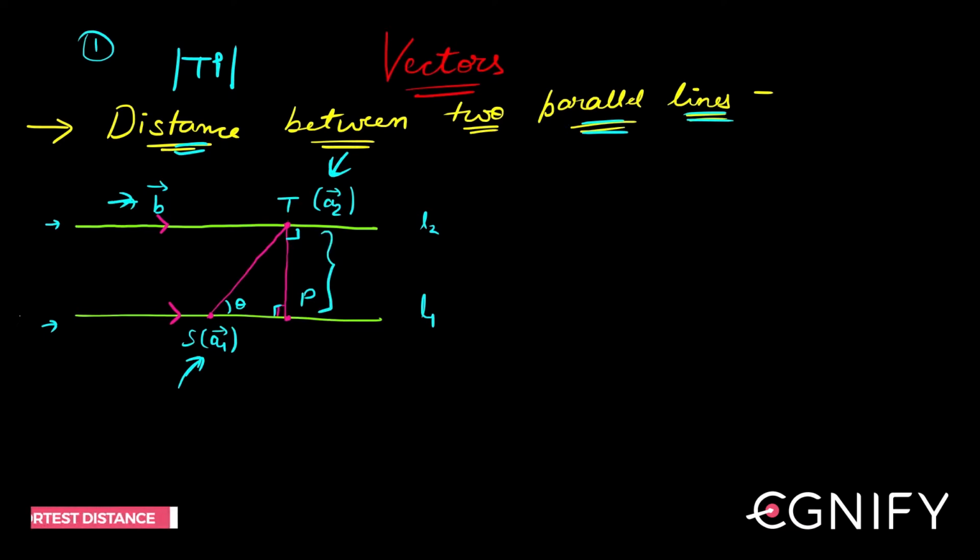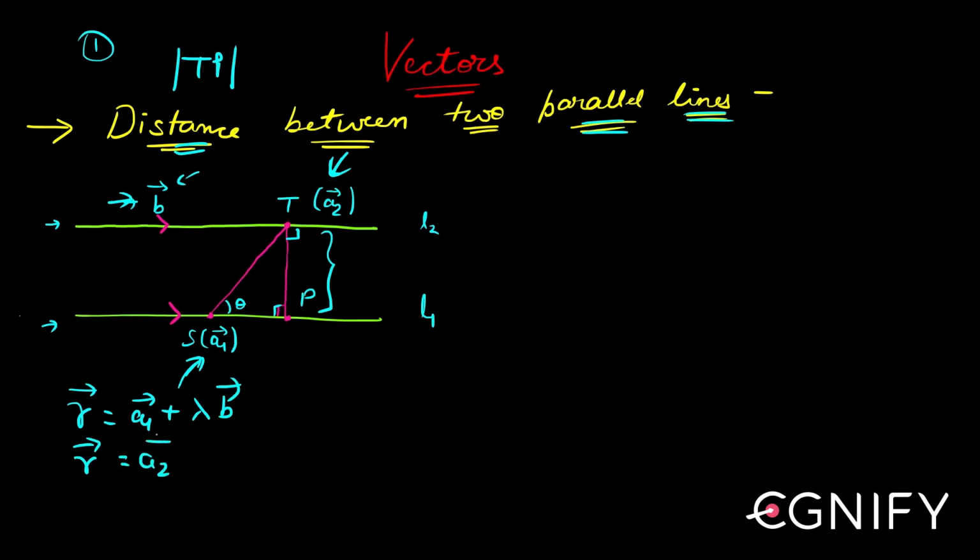So for that, first what I'll do is I'll write the equation to the straight line. And that is your R bar is equals to, let's look at the first line. It's passing through this point called A1 and it's parallel to this vector called B bar. So it's A1 plus lambda B bar. Similarly, your second line is passing through this point called A2 and it is parallel to this vector B bar. So it's A2 plus mu B bar, right? These are basically the equations of the straight lines. Now, what I need is TP.